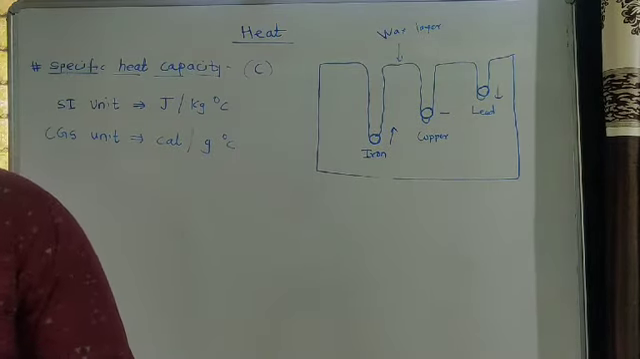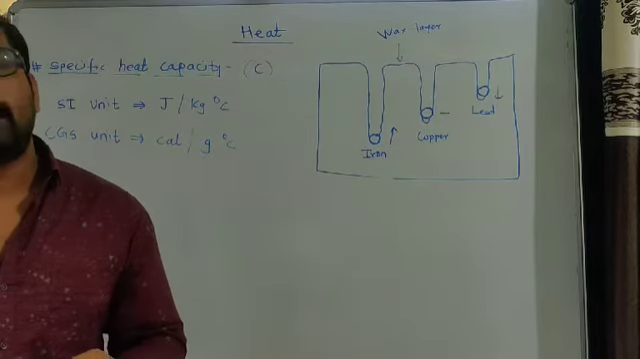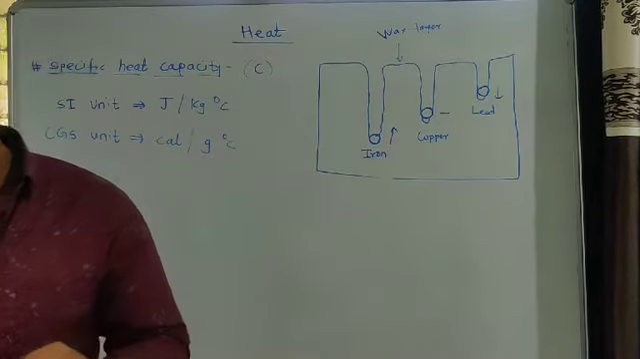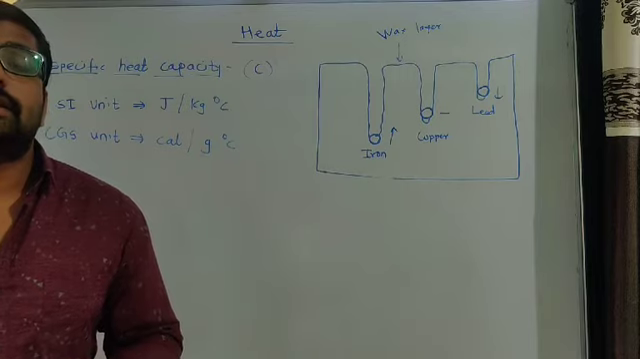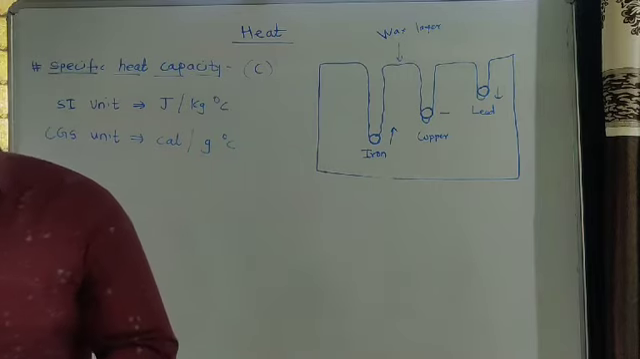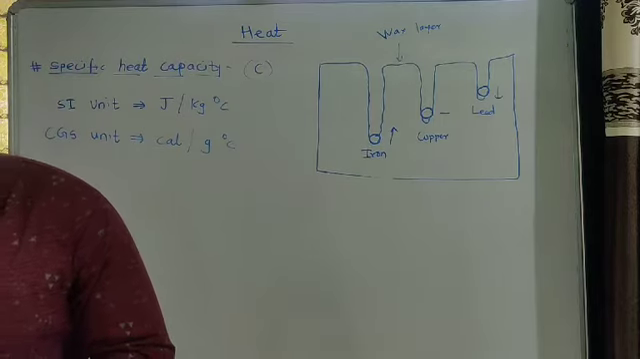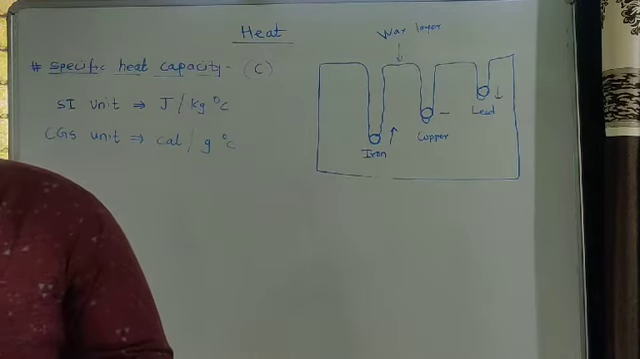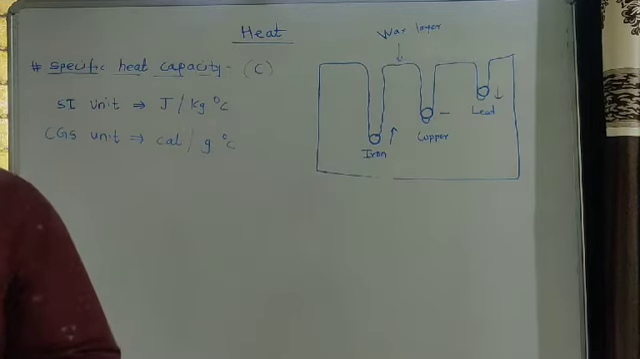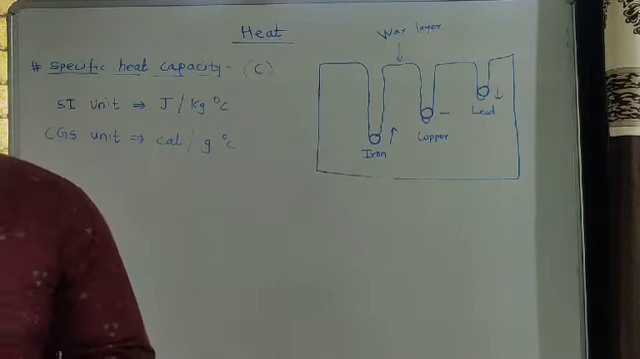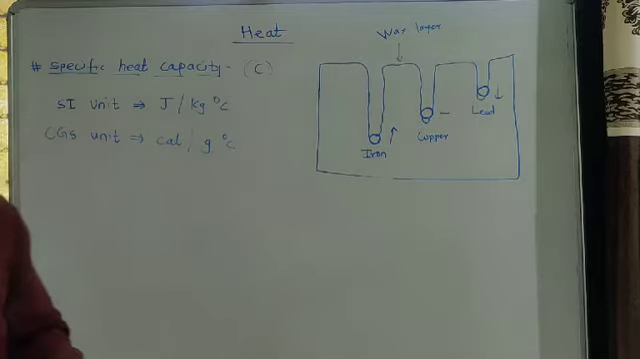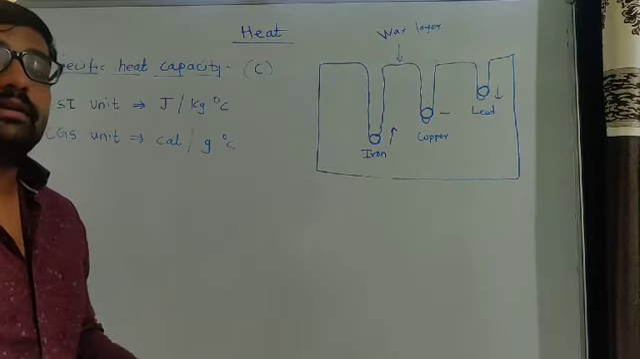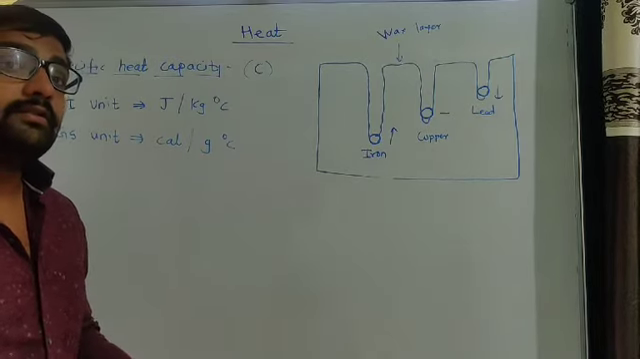If we see iron, in the case of iron we need 0.110 calorie per gram degree Celsius, that is the specific heat capacity of iron. Then copper is 0.095, and other metals are also given there. Silver is also there. In the case of silver, we need 0.056 calorie of heat energy to raise 1 gram of silver's temperature.